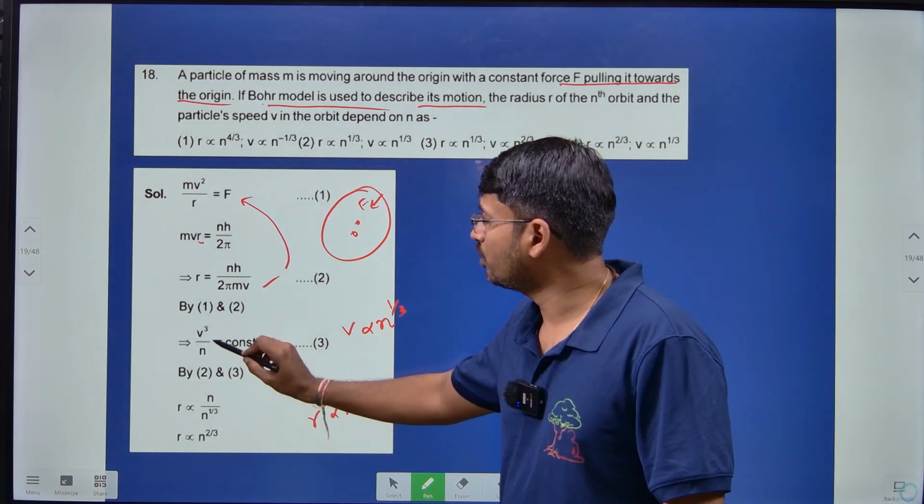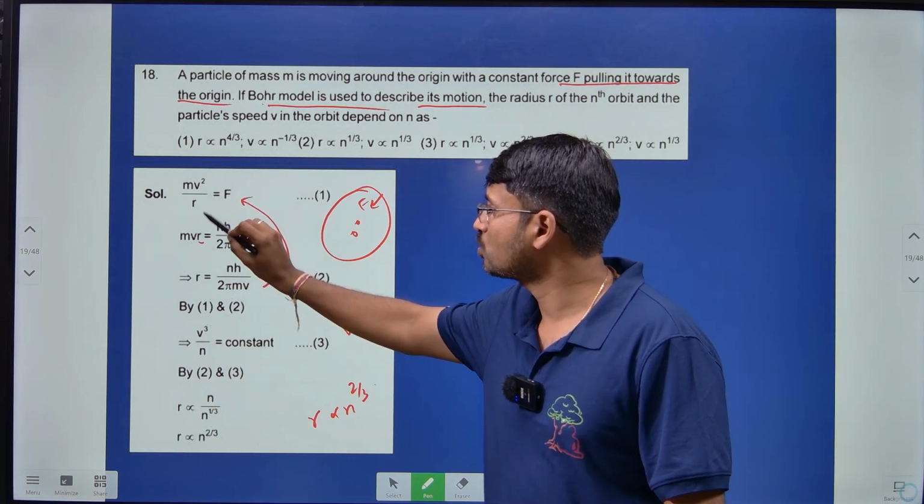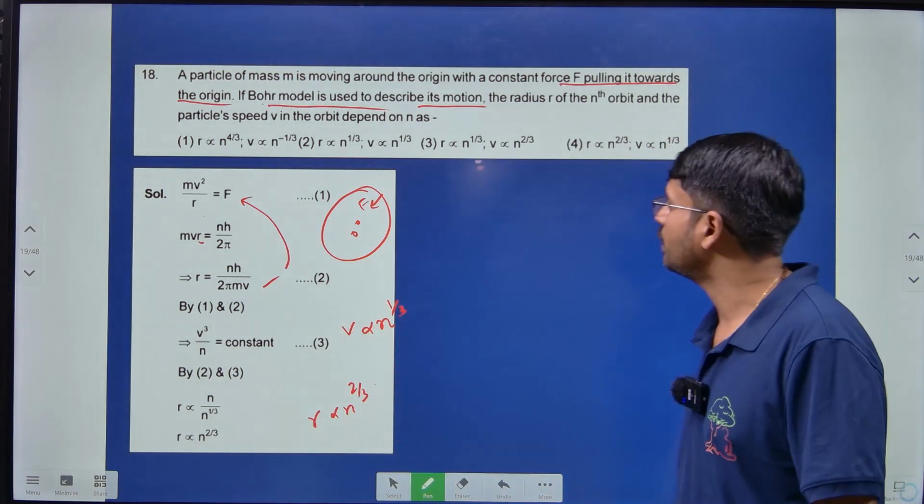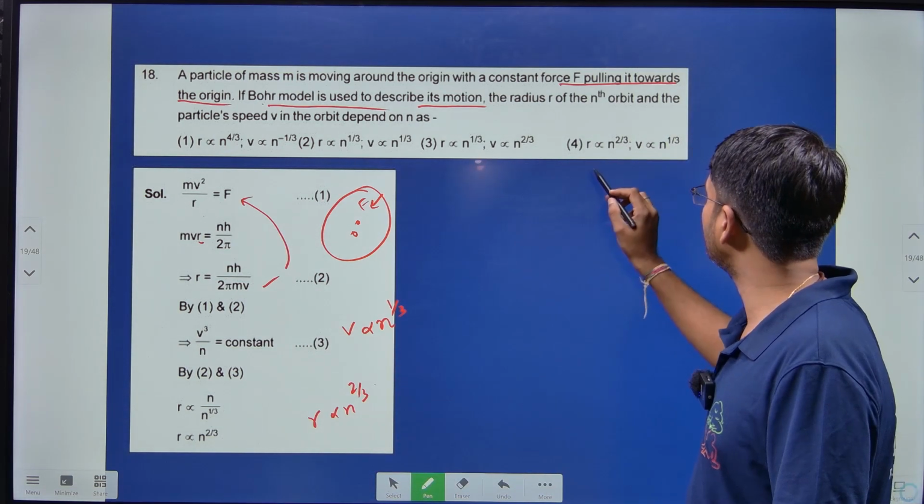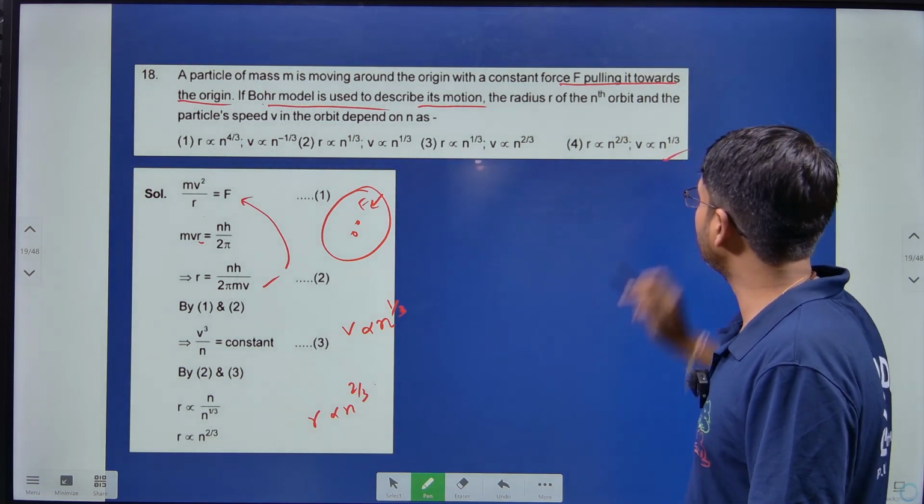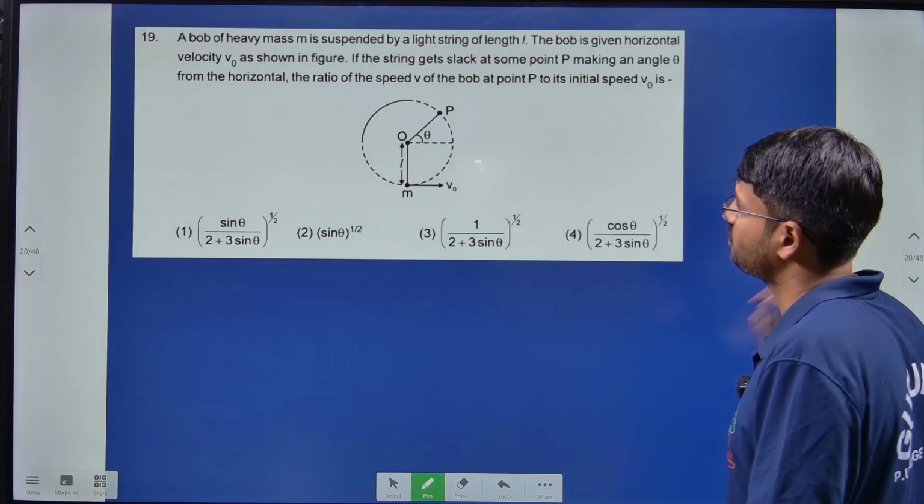Okay, so here what we have done, we have got the v here, so just substitute it in this particular one, then we'll get the equation for the r, that is n to the power 2 by 3. So r is directly proportional to n to the power 2 by 3 and v is directly proportional to n to the power 1 by 3. So that is the right answer here, that is option 4 is the right answer.